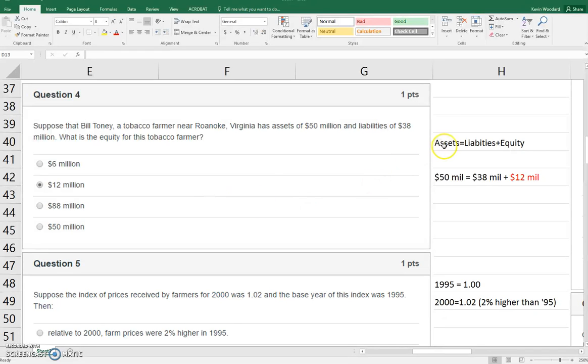So in this case, we're trying to determine what is the equity for this tobacco farmer. We do see that our range is between 6 and 50. If we look at the total assets up here being 50 and the total liabilities equal 38, we know that our equity is going to be the third leg in this triangle.